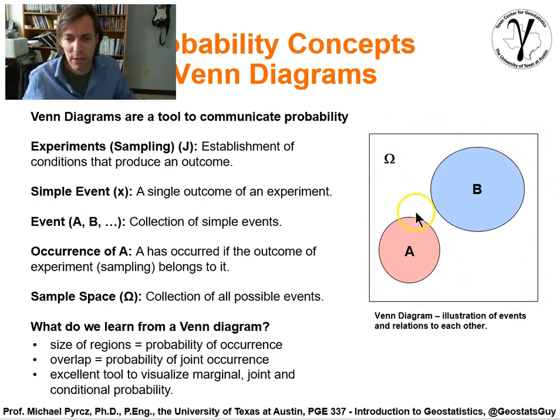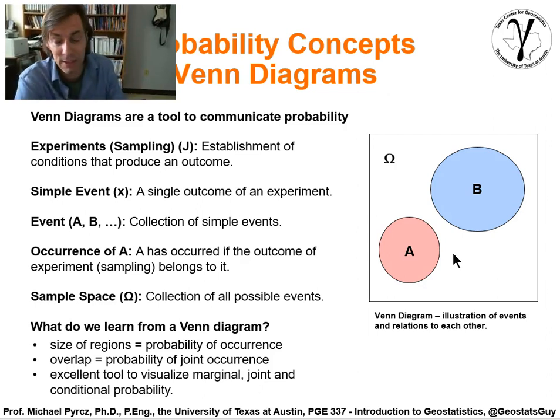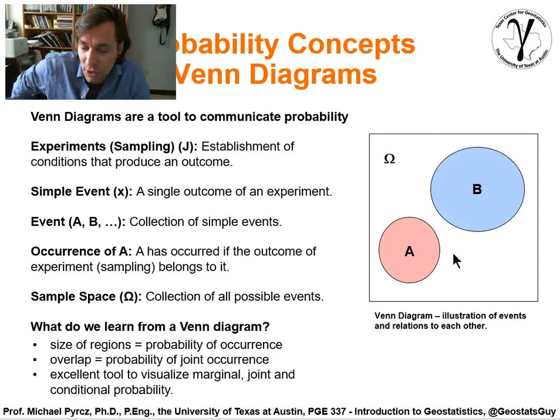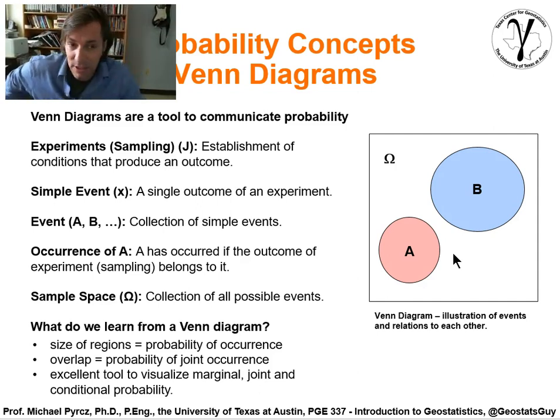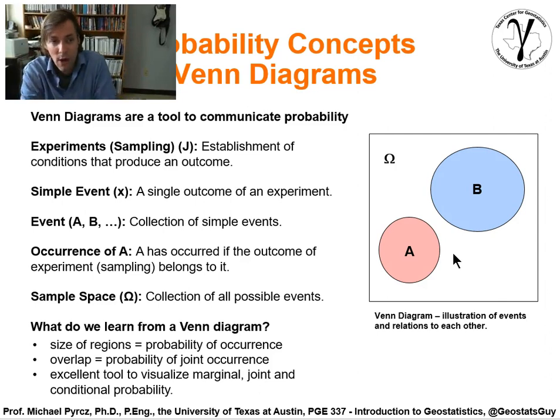Then within those all possible outcomes, we can draw a circle or shape that represents all the times that A occurred, A being some specific outcome. As mentioned on the previous slide, it could be a specific porosity threshold is exceeded, a crack formed in a pipe, or something.